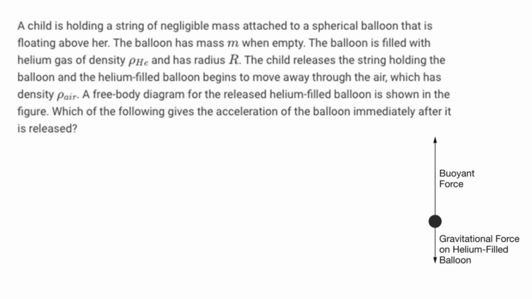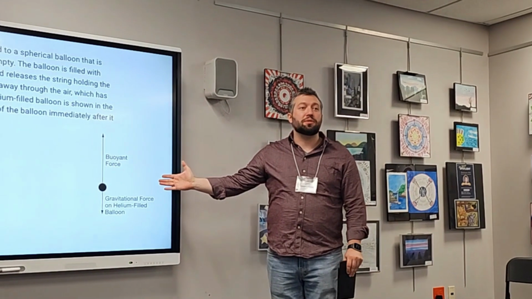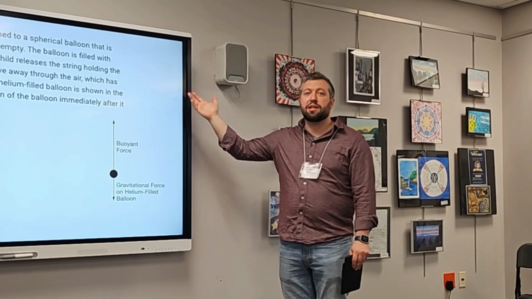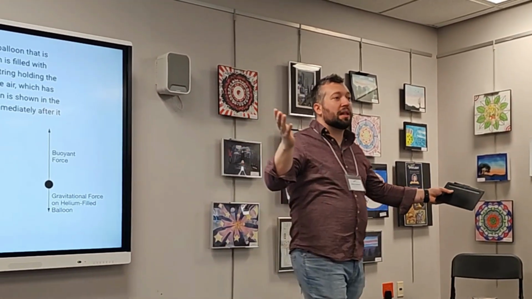They release the string holding the balloon, and it begins to move away through the air, which has density rho air. A free body diagram is given to you, which is nice, and they want to know what the acceleration of it is. Now, this question will come in two forms. The very nice form, in which case you quite literally just use the free body diagram. The multiple choice would have F_B minus F_G divided by m equals a, something like that. So I tell the students, look at the free body diagram first, because your answer is probably in there.